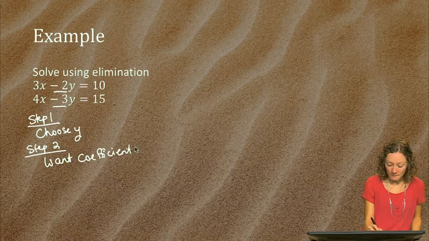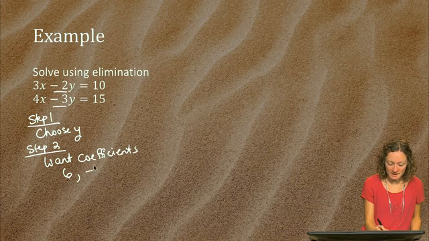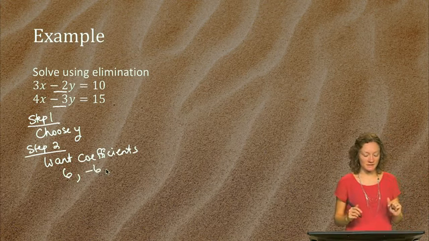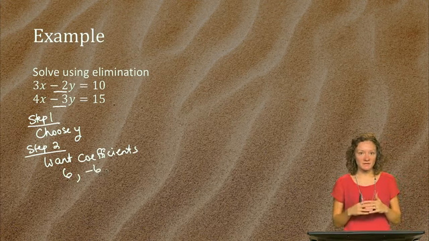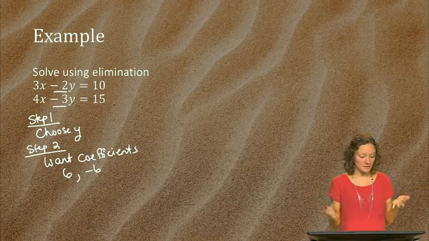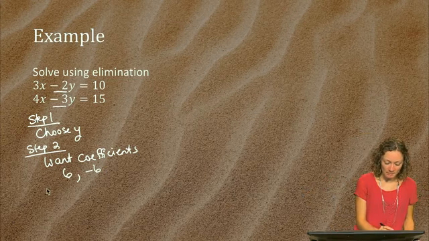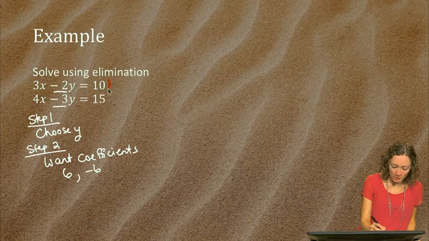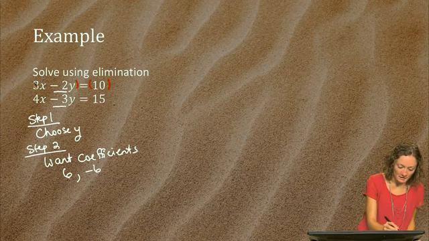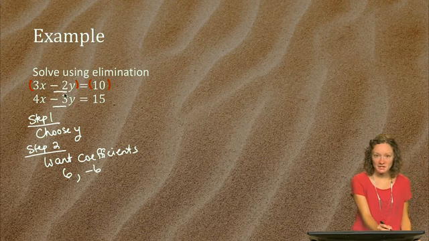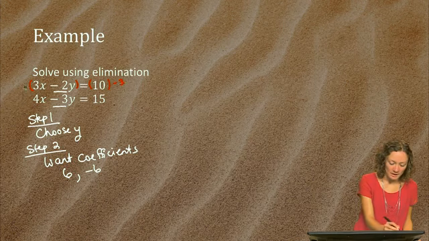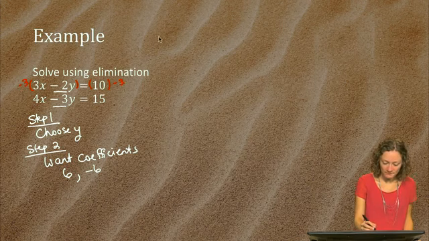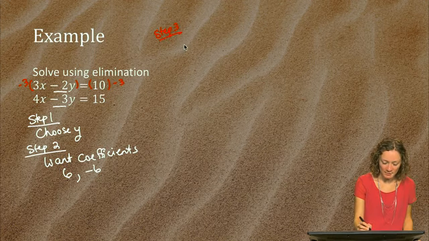So we want the coefficients to be the same, but opposite signs. So I want 6 and negative 6. It doesn't matter which one's positive, negative, just pick. So let's go with the first one being positive. So step 3 is where we actually make this change. So what am I going to multiply the first equation by to get this coefficient to be a positive 6? Currently it's negative 2. So I multiply by negative 3. So this is step 3 happening.